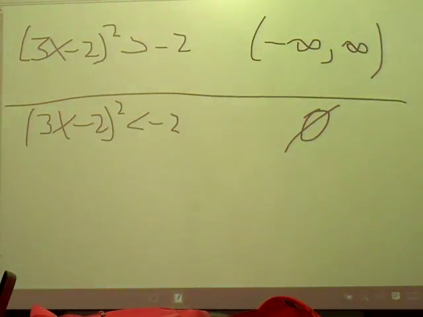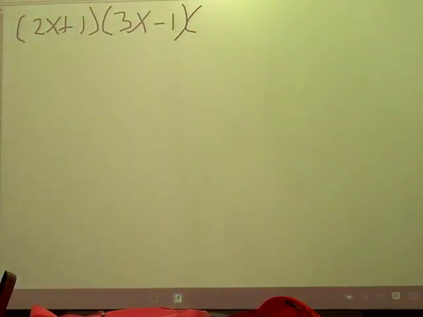Alright, this next one, going back to some ones that we really got to solve a little bit. I got the quantity of 2x plus 1 times quantity of 3x minus 1 times quantity of x plus 4 is greater than 0.